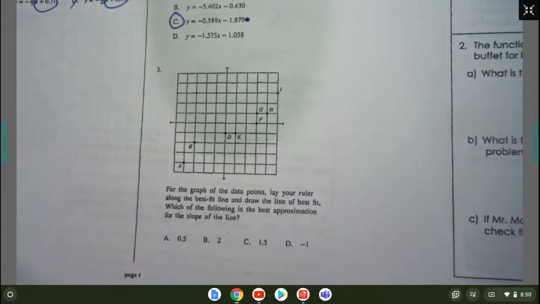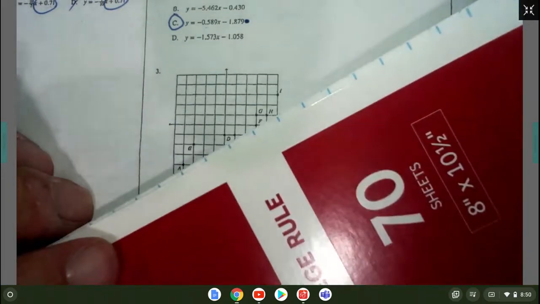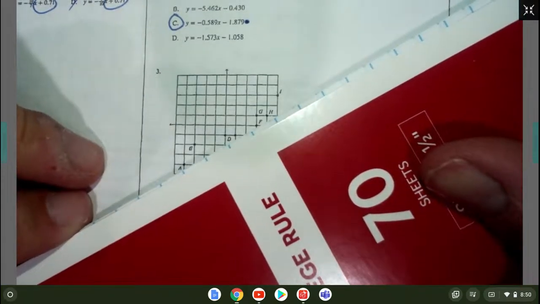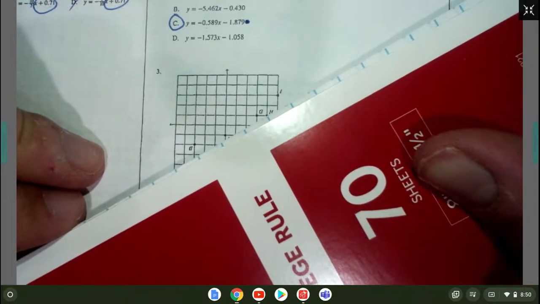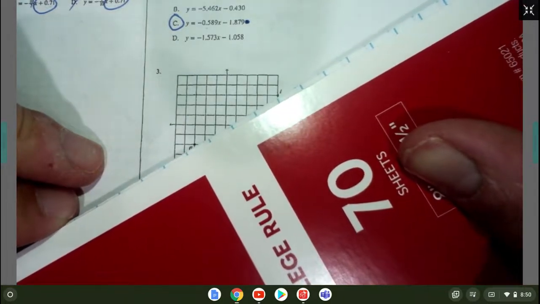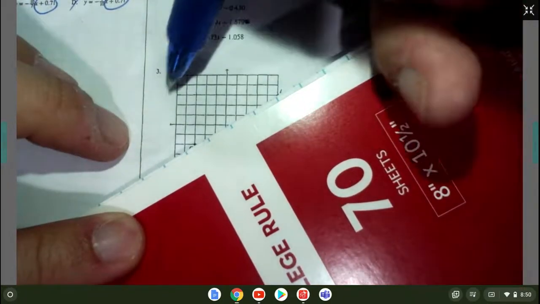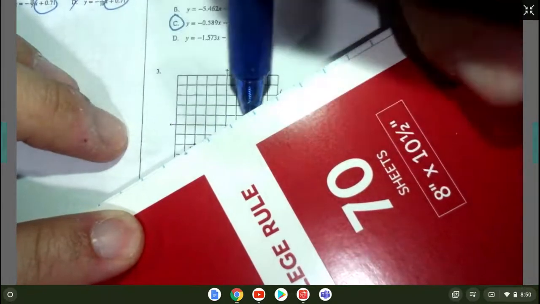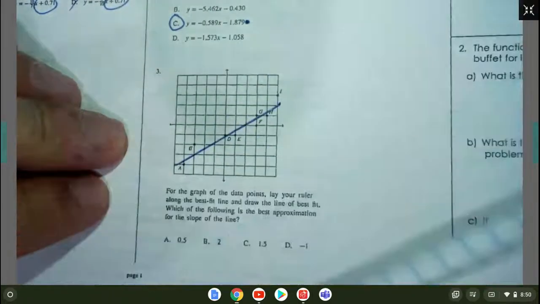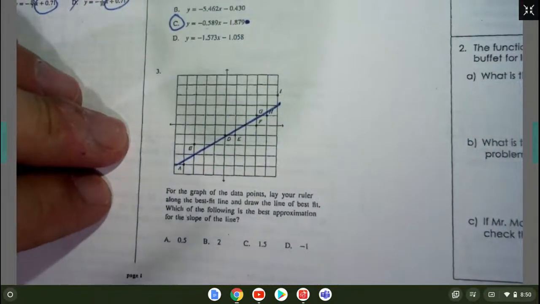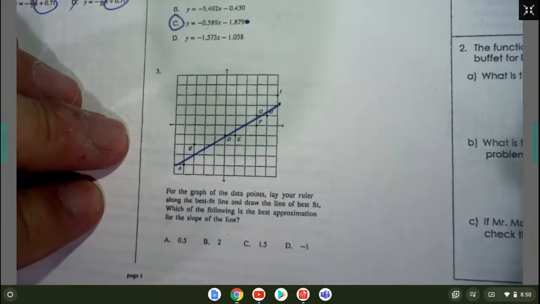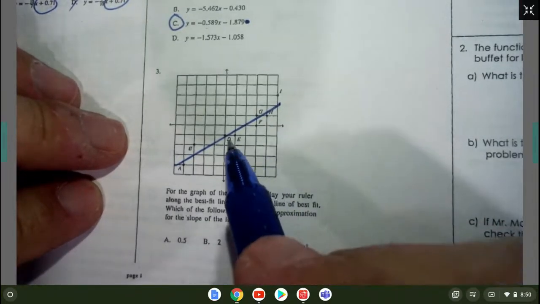For the graph of the data points, lay your ruler along the line of best fit and draw the line of best fit. Which of the following is the best approximation for the slope of the line? All right, so let's try to get, again, I wish I had one of my clear rulers for my classroom for this, but if I'm drawing my line of best fit, let's try to get it kind of here in the middle of my points, maybe right around in there. Try to get maybe like half the points below it, half the points above it, and then I need to calculate my slope.